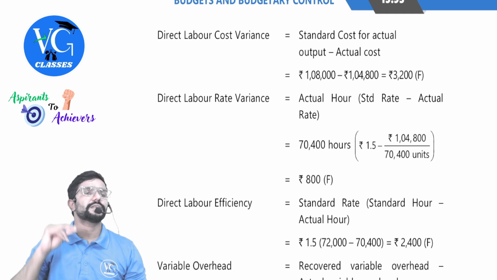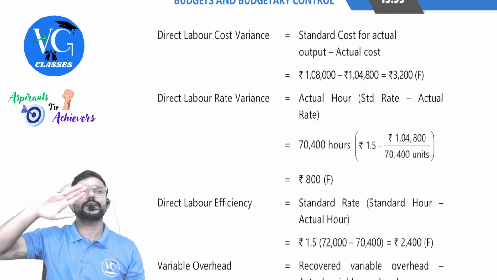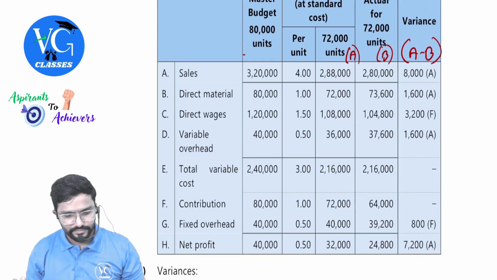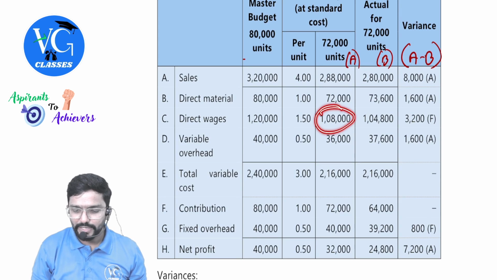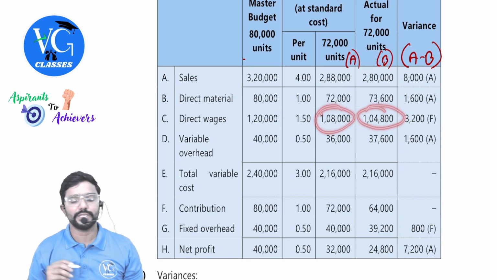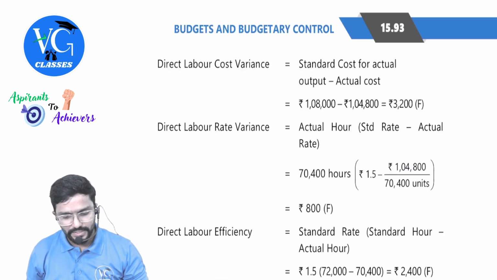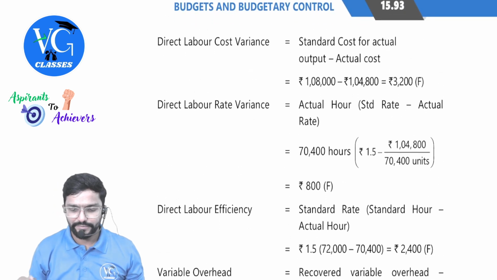Direct labor cost variance. Guys, what's the formula? Standard labor cost minus actual labor cost. We already have it. Standard labor cost minus actual labor cost. You will get how much? 3,200 favorable. 3,200 favorable.